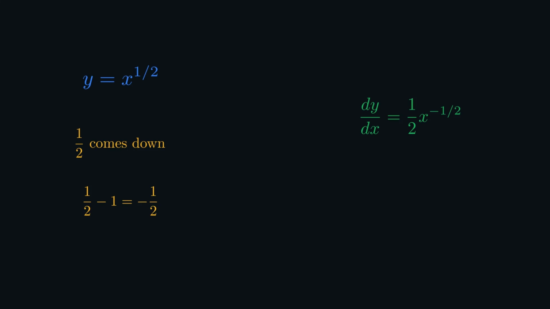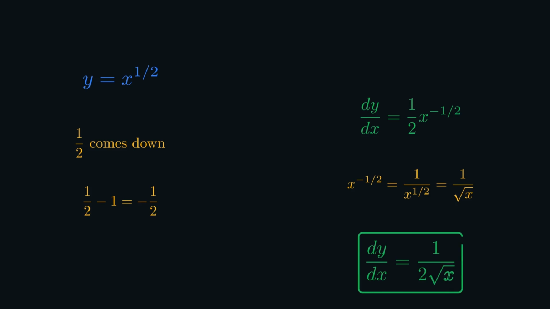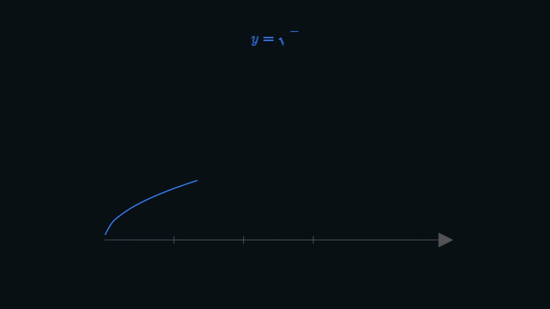What does x to the -1/2 mean? Negative exponents mean 1 over. X to the -1/2 equals 1 over x to the 1/2, which equals 1 over the square root of x. So, the derivative of the square root of x is dy/dx equals 1 over 2 times the square root of x. This makes sense.